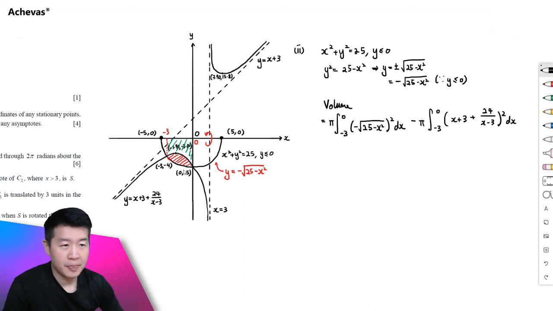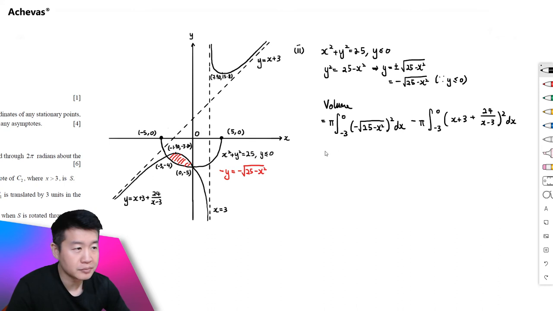Okay, so let me just very quickly repeat this. This first volume here is generated by taking this part of the graph, integrating it from minus 3 all the way until 0. So I'm taking this region here, rotate, minus away this part of the graph from minus 3 all the way until 0. So I'll minus away this region here, rotated about the x-axis, which will then give me the volume of this region being rotated about the x-axis.